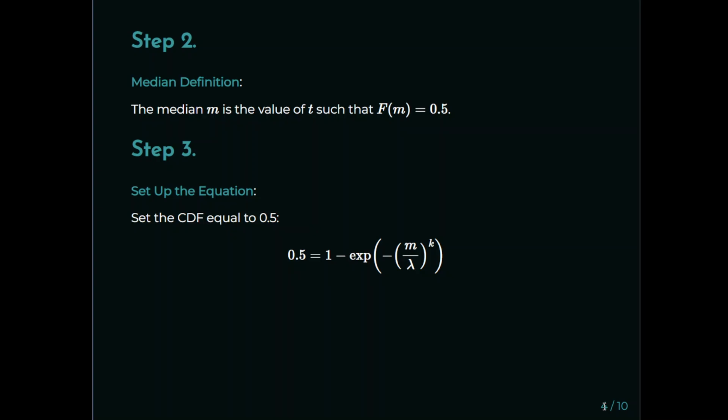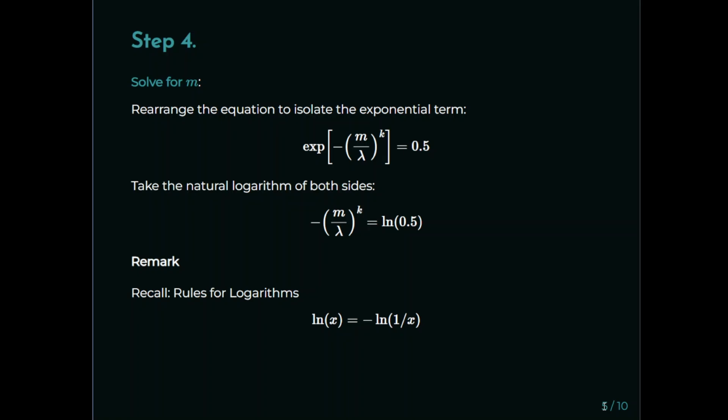Okay, so we'll move on. That expression should simplify fairly quickly. We have 0.5 equals 1 minus the exponential term. Rearrange the equation to isolate the exponential term, algebraically. So we end up with the exponential of minus the fraction m divided by lambda, to the power of k, equal to 0.5.